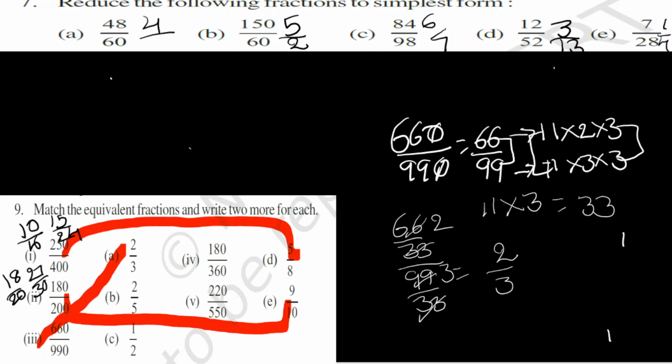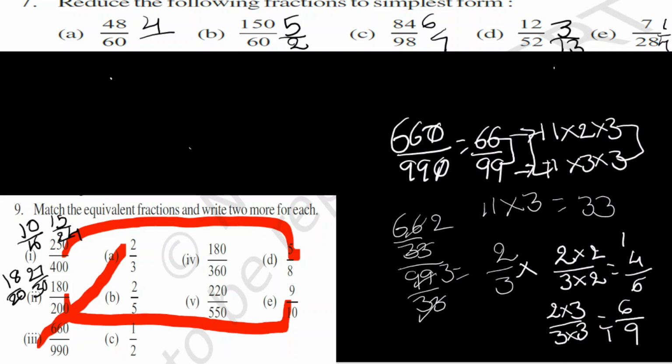Let's find out some more equivalent fractions of 2 by 3. Let's multiply both the numerator and denominator with 2. The fraction becomes 4 by 6. And let's multiply both the numerator and denominator with the same number 3. Now the fraction becomes 6 by 9. This 4 by 6 and 6 by 9 are also equivalent fractions of 660 by 990.